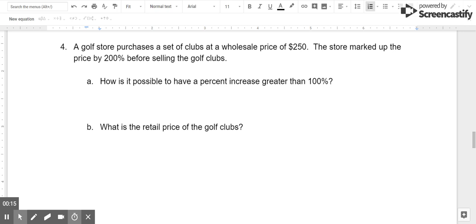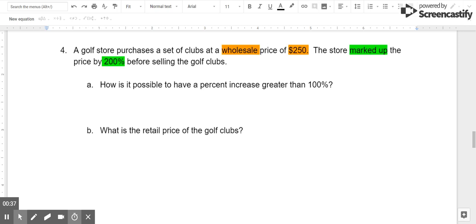A golf store purchases a set of clubs at a wholesale price of $250. The store marked up the price by 200% before selling the golf clubs. I'd like you to pause the video right now and underline any key pieces of information in the problem. I'd also like you to underline any vocabulary words we've talked about thus far.